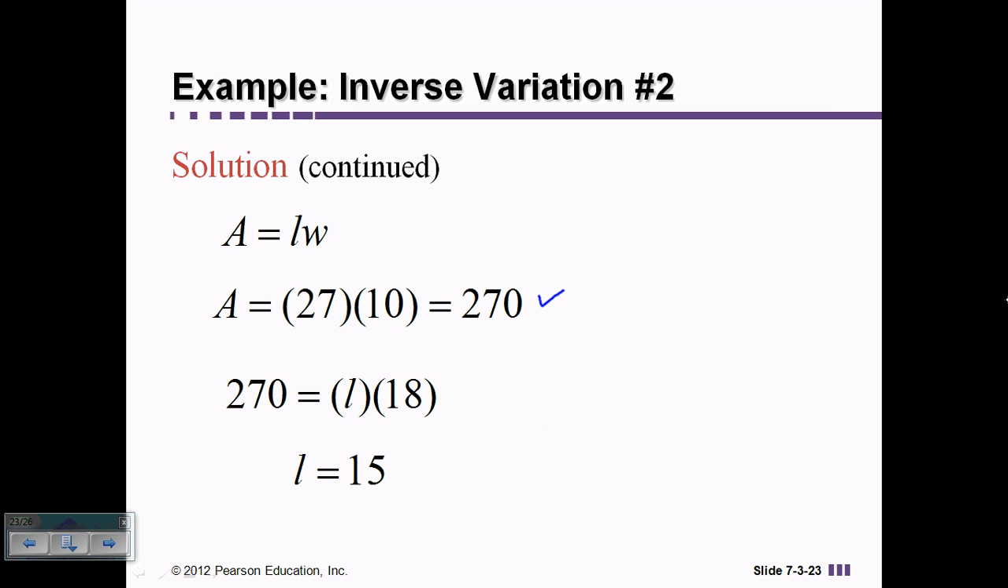So if we go back to our formula again, area equals length times width, the area doesn't change. We're trying to find the length, and the width is now 18 feet. If I divide both sides by 18, the new length is 15 feet.